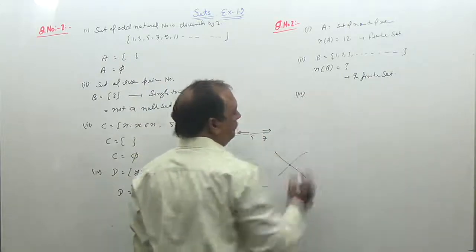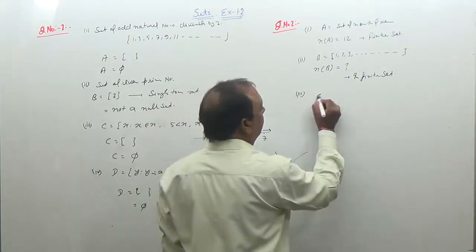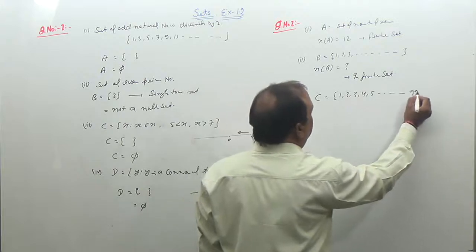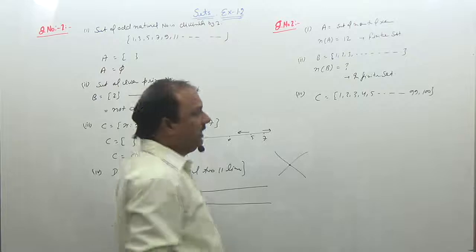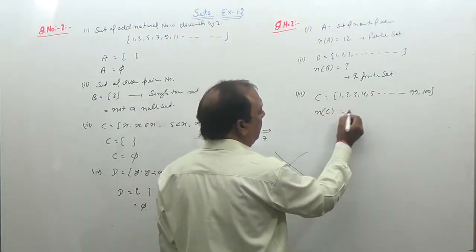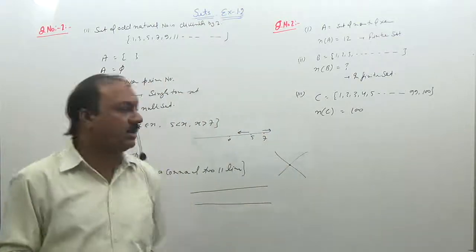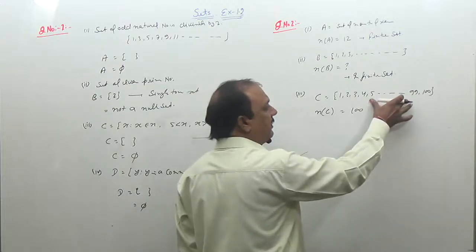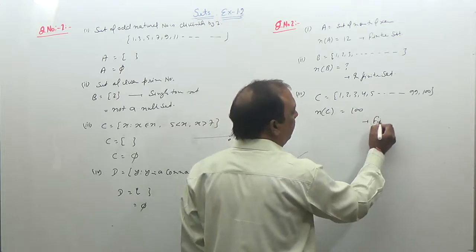Third part is a set of elements denoted by C: 1, 2, 3, 4, 5, up to 99 and 100. So very easily we can verify that the number of elements of this set is equal to 100. 1, 2, 3, 4, 5, so there are 100 natural numbers. So we can count the number of elements of this set. So this set contains 100 elements, so this one is called a finite set.